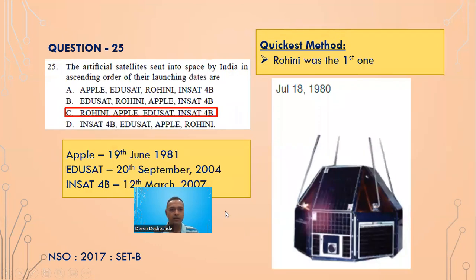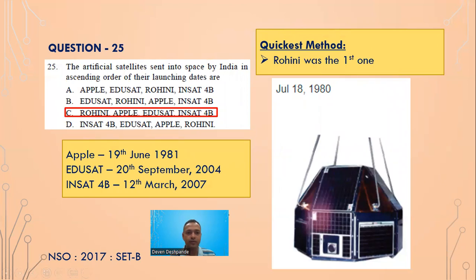Okay, last one. The artificial satellites sent into space by India in ascending order of their launching dates are. So first is Rohini, launched on 18th July 1980, and then was Apple on 19th June 1981, then EduSat on 20th September 2004, and Insight 4D was on 12th March 2007.